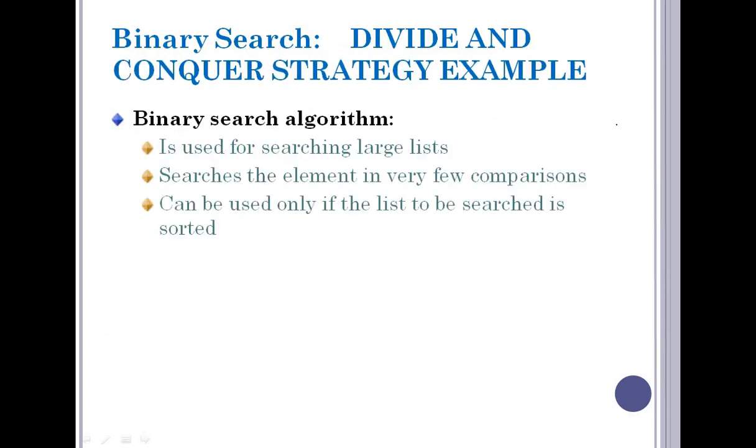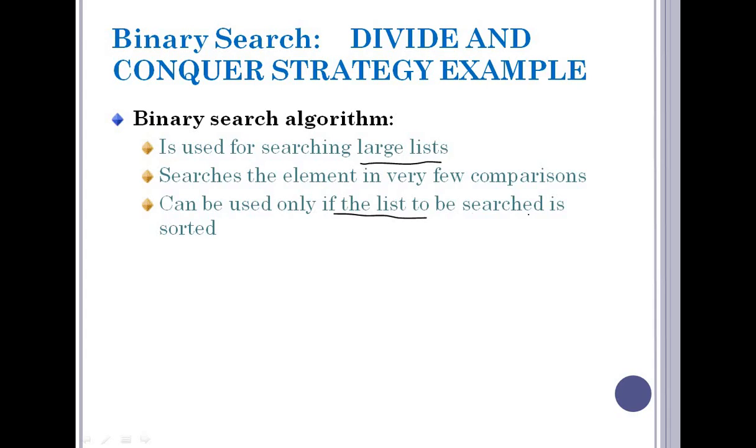Now let's see the first example of the divide and conquer strategy, a very famous example: binary search. The name itself says that it is a searching problem. We use this search algorithm when our list is very large in size, and the elements are arranged in sorted order.